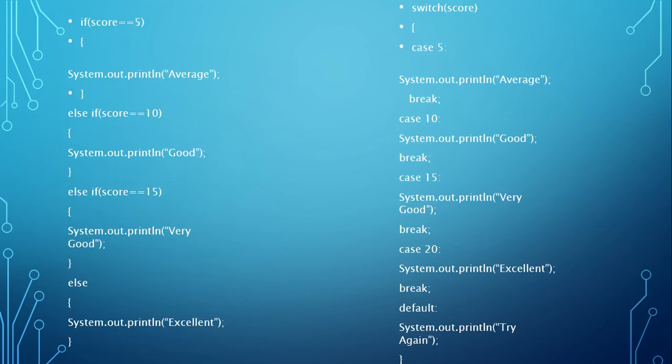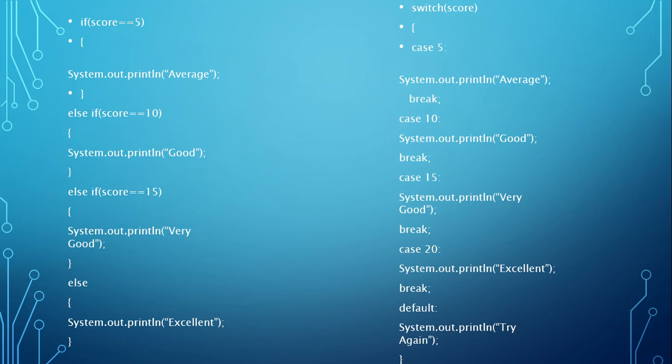Now in this slide you are seeing a program which has been executed using if else if and switch case. On one side we have if else if, and the other side we have the switch case. If you see if else if, first of all you are checking if the score is equal to 5. Let's say there is a test whose results have come out, and depending on how much has been scored by a particular student, accordingly you are grading him.